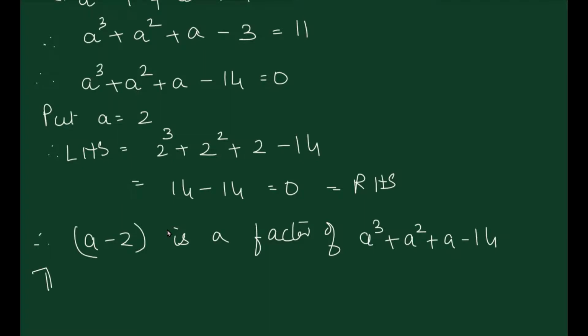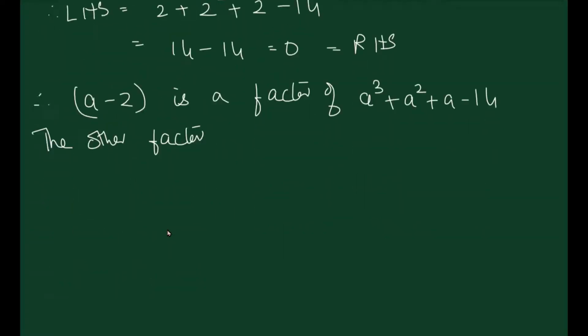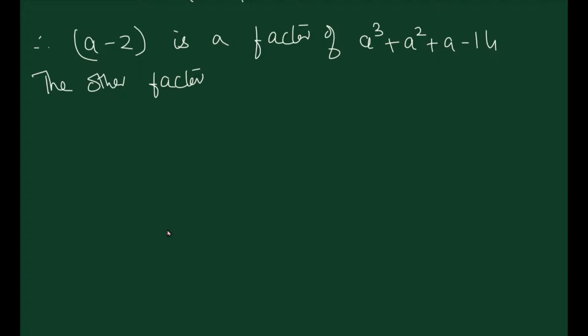The other factor can be obtained by various methods. We are going to do synthetic division, something which you had learned in your 9th standard is coming of use to you over here. So we are going to find the other factor by the synthetic division method.